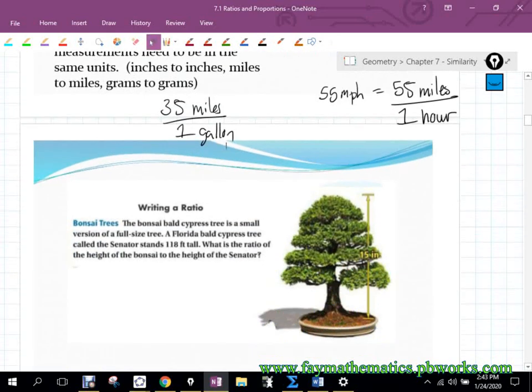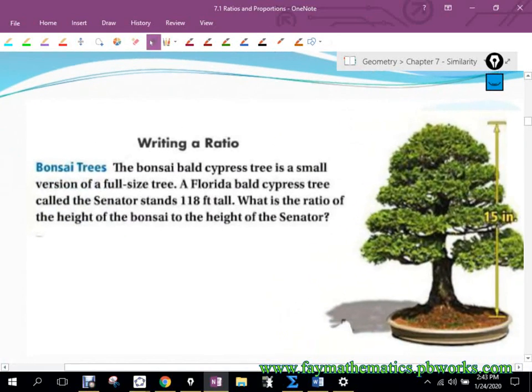But there are some situations where, when we compare things, the units do cancel and we get a ratio. So this is an example of that. Some of these story problems introduce things that maybe you guys have never experienced before. Do you know what a bonsai tree is? Anybody ever heard of a bonsai tree? Landon? What do you think it is?